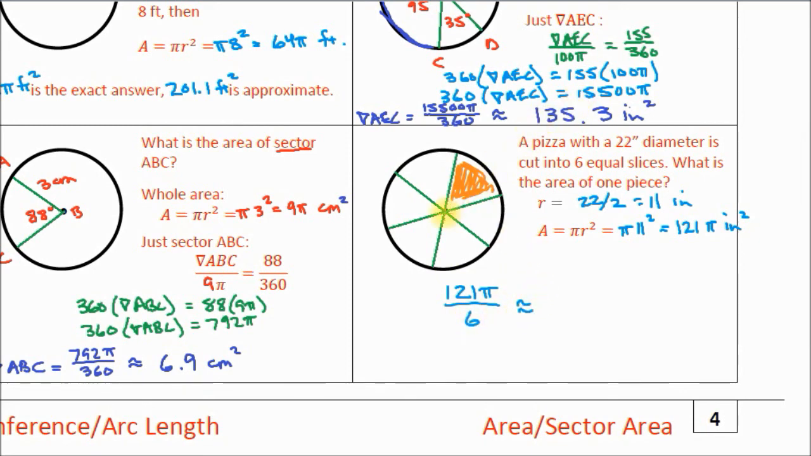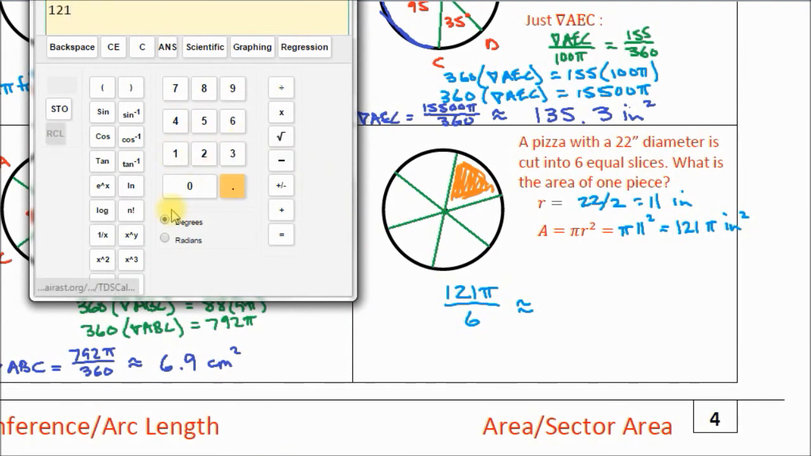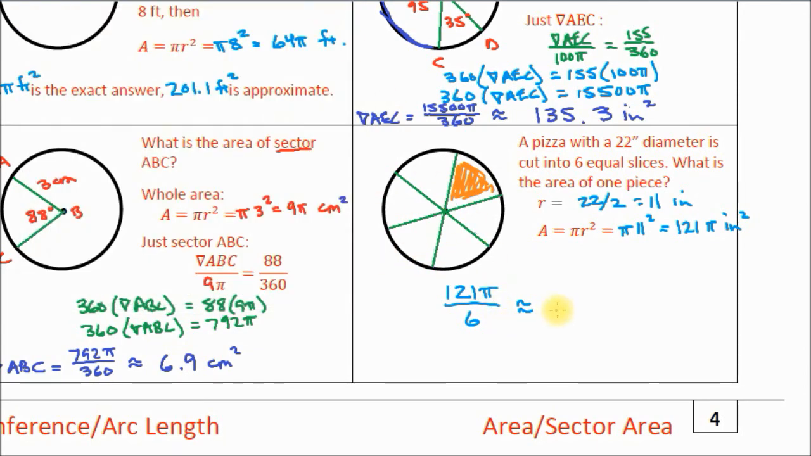So again, class, if you get a circle and it tells you to divide it up into equal pieces, then you don't have to write a proportion anymore. Now you could. It's going to be the exact same answer. This is a shortcut to that. Let's go ahead and plug that in. 121 times pi divided by, remember that's our whole area. We're going to divide that 6 different ways. Oops. Let's clear that. 121 pi divided by 6 equals 63.35. We round that to 63.4, approximately 63.4. Remember, this is area, inches squared.